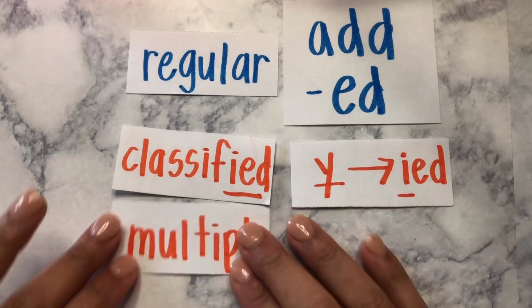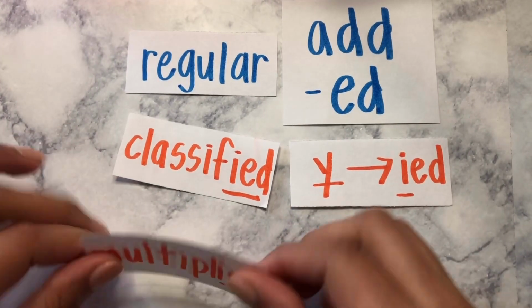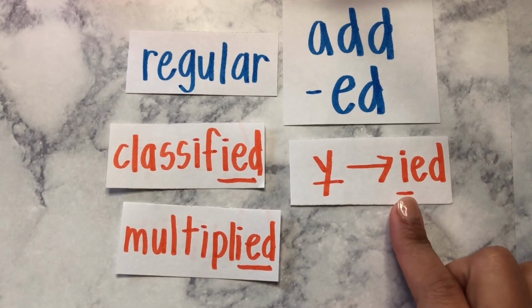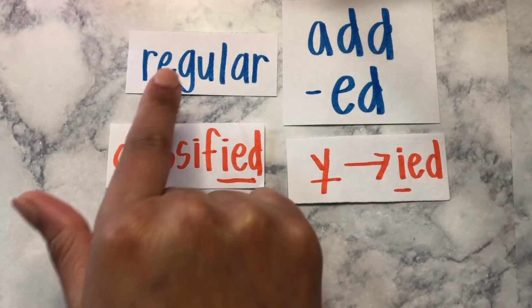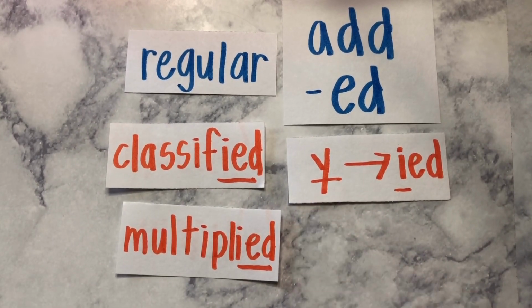We added the ed. Same goes for multiply. That's something I can do. If I multiplied a number, I would drop the y and add an i to make it past tense. It is still a regular past tense verb. You're just changing that last letter, the y, at the end.